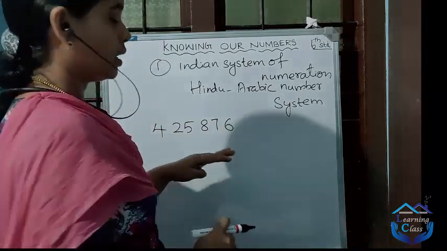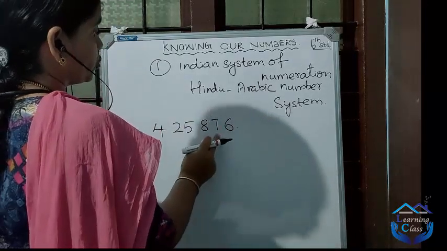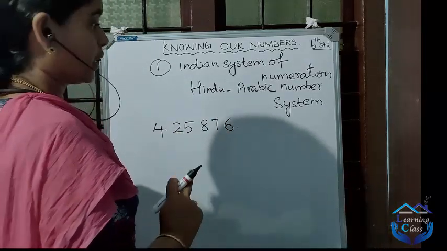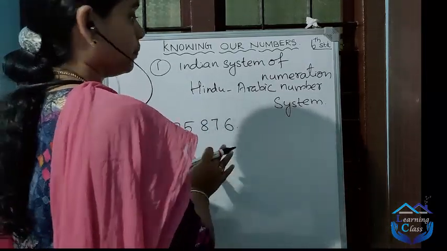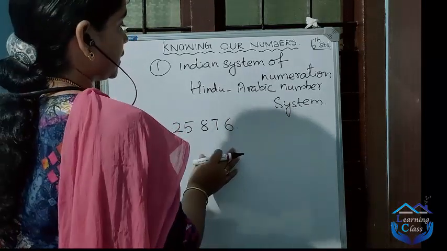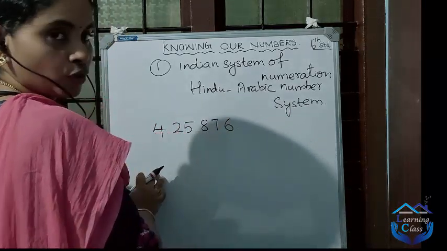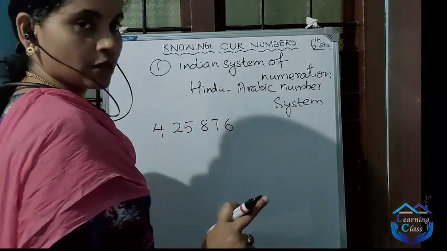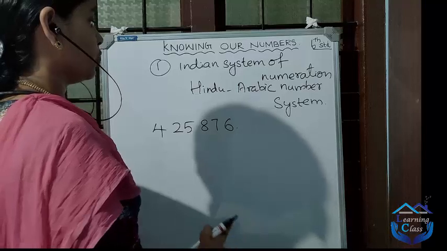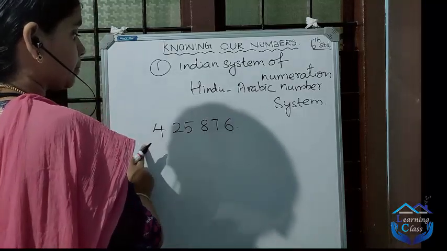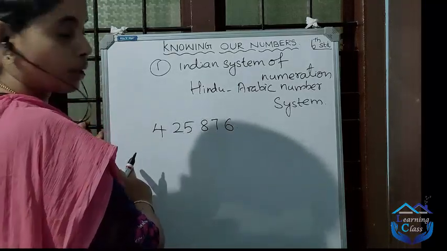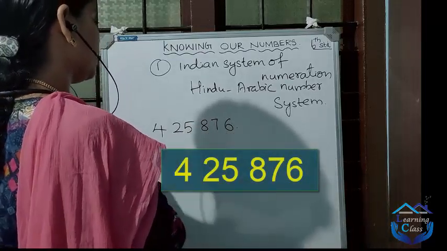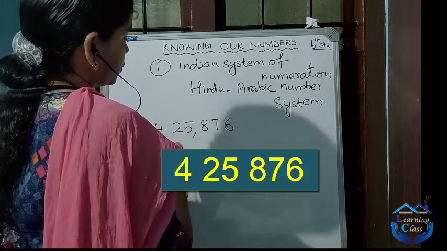Okay, how many digits are here? 1, 2, 3, 4, 5, 6. 6 digit number is given. We are going to write it in the Indian system of numeration. How can we write? In Indian system of numeration, we are going to separate these numbers using commas.